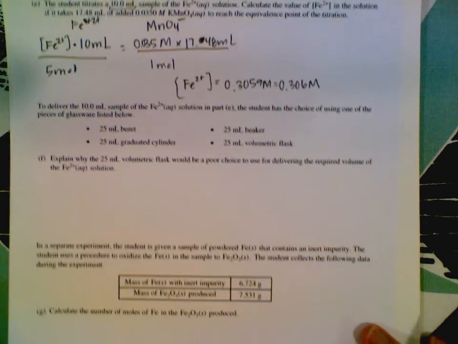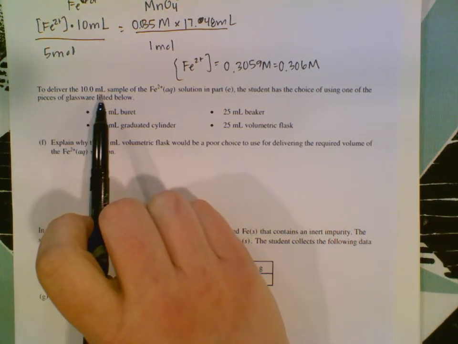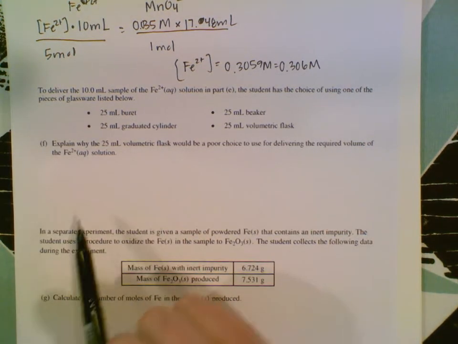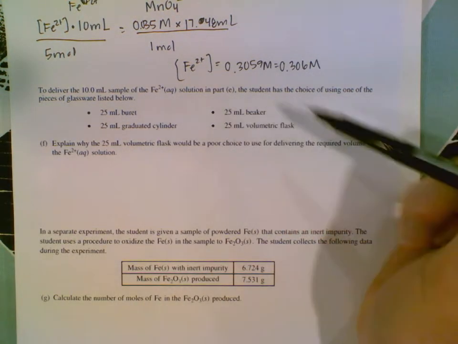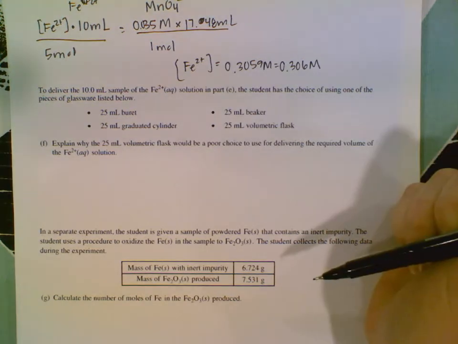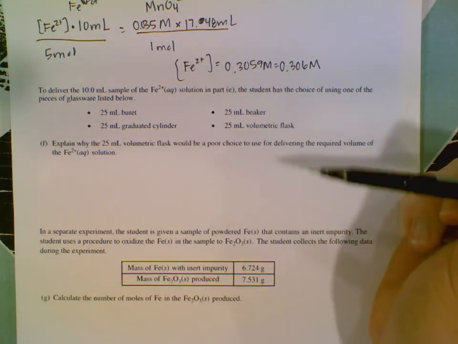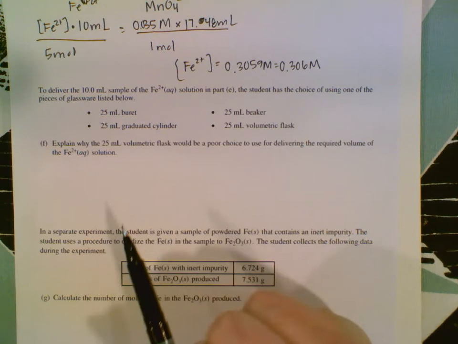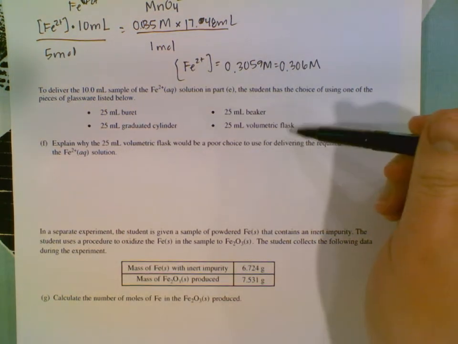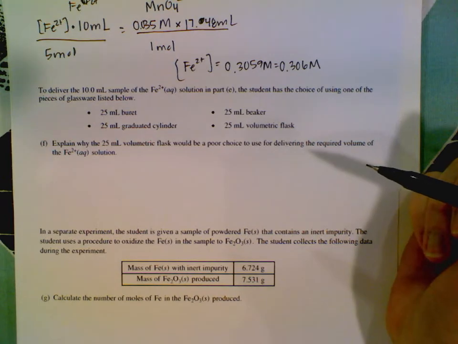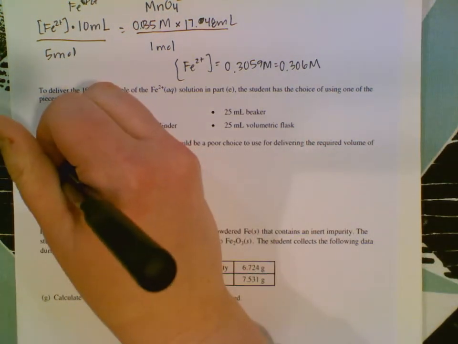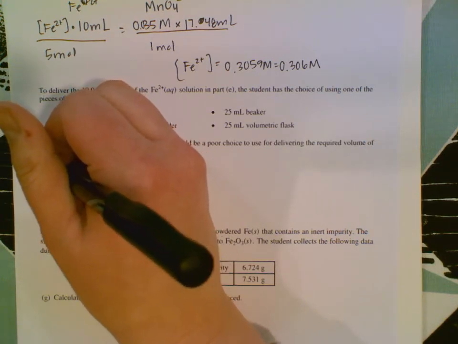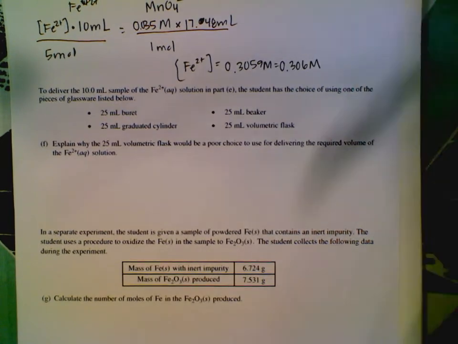All right, for F, it says to deliver the 10 milliliter sample of the Fe2+ solution in part E, the student has a choice of using one of the following pieces of glassware. You get a 25 milliliter burette, a graduated cylinder, a beaker, and a volumetric flask. So it says, explain why the 25 milliliter volumetric flask would be a poor choice for delivering the required volume. Well, it tells me I want 10 milliliters, and if you know how a volumetric flask works, a volumetric flask only gives you 25 milliliters. So I would discuss that. The answer key does a really good job of that. It says the volumetric flask is designed to contain only 25 milliliters. So I would just discuss that part there.